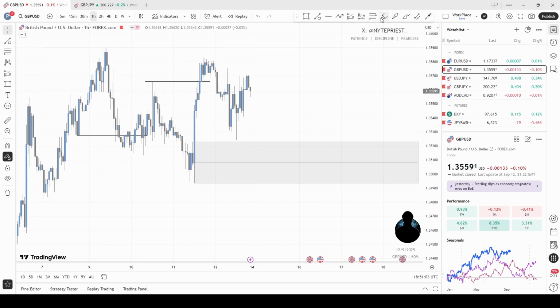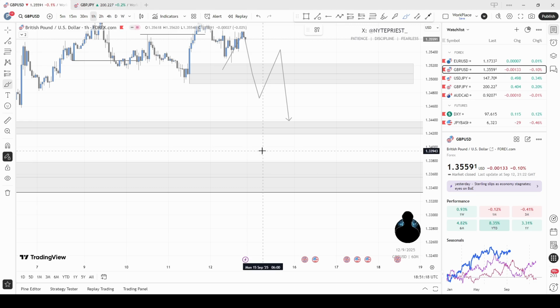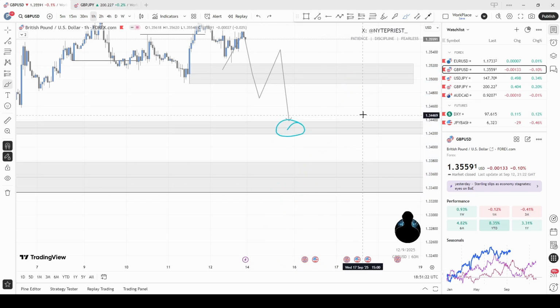So I'll be looking for price to come down to this demand, then break, and then I'll sell to one of these demand levels to buy from that demand level. All right.